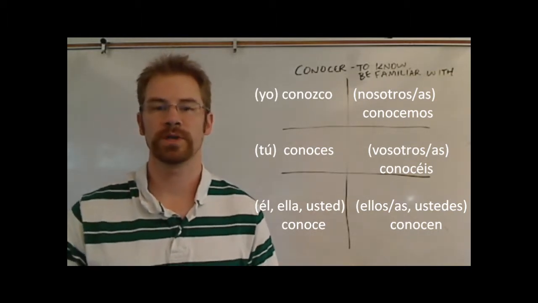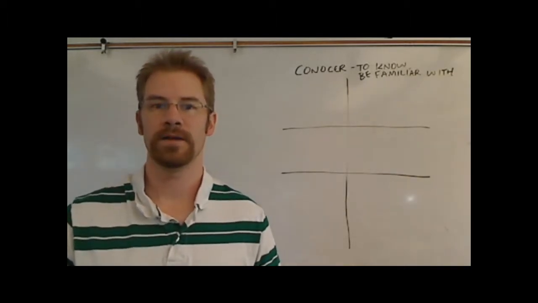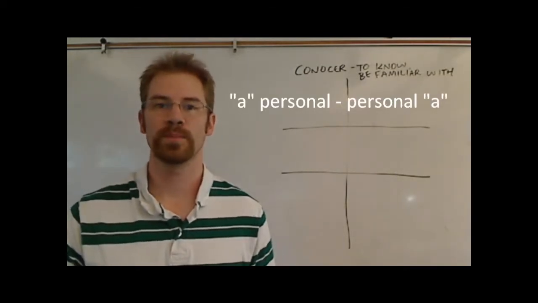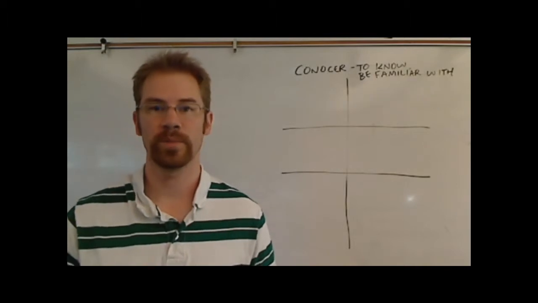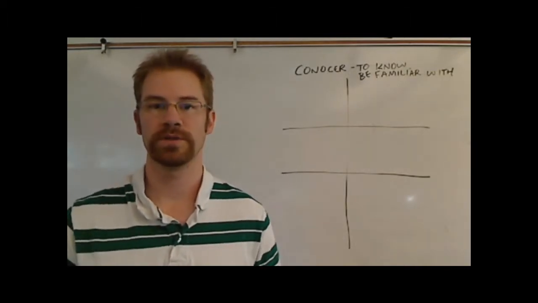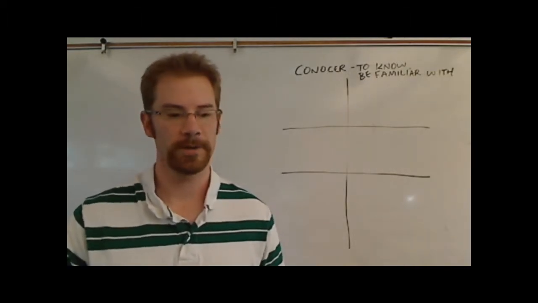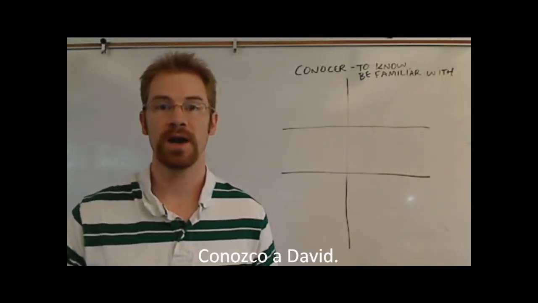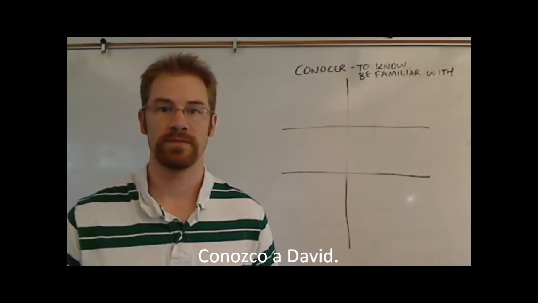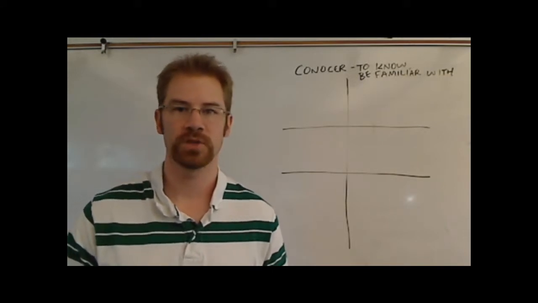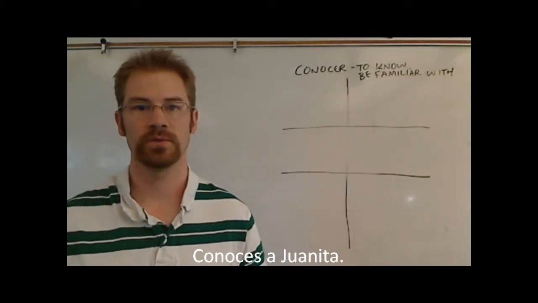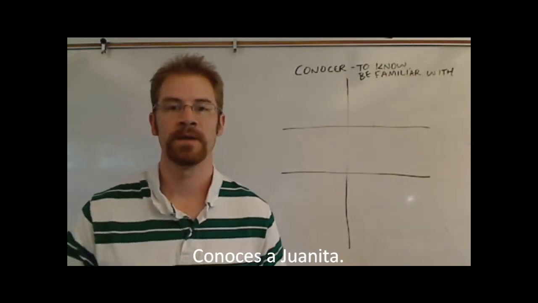When you're using this verb, you want to keep in mind something called la a personal, or the personal a. When you're talking about being familiar with a person, you have to have what's called a personal a in your question or in your sentence. So say, for example, if I know David, I'd say yo conozco a David. Maybe you know Juanita. Tú conoces a Juanita.